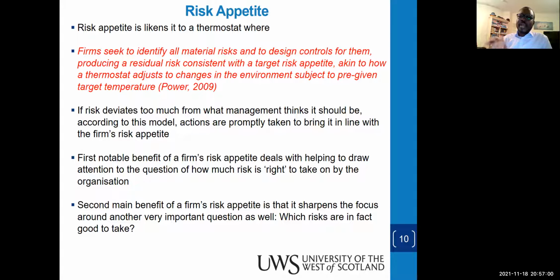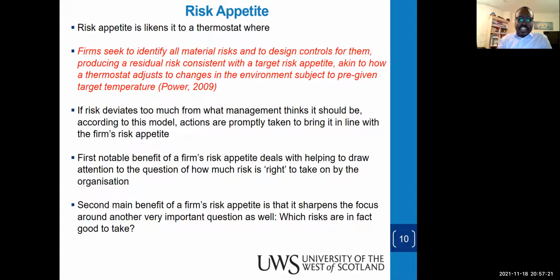Organizations should look at all material risks and design controls for them, so that we produce a residual risk consistent with our risk appetite. Like a thermostat, we should adjust to the changes. When the risk is high, let's adjust. When the risk is low, let's adjust to ensure that we meet the given risk temperature.